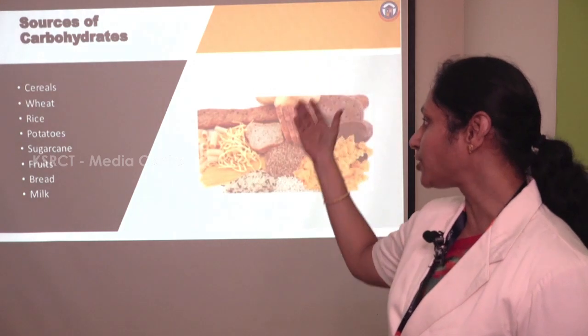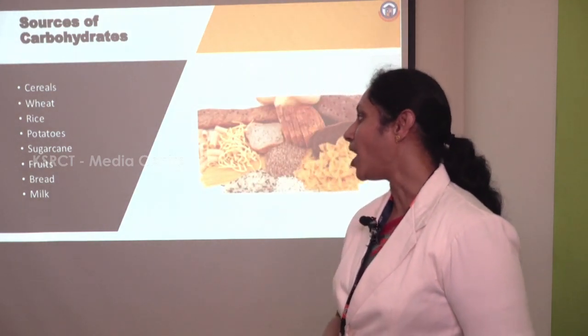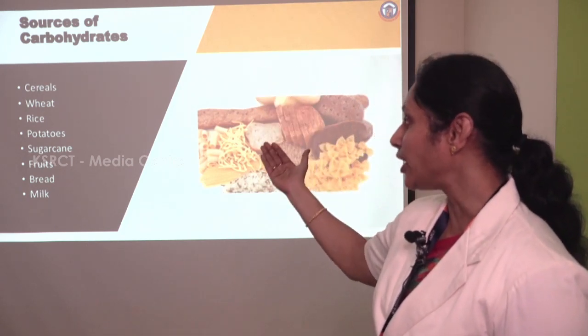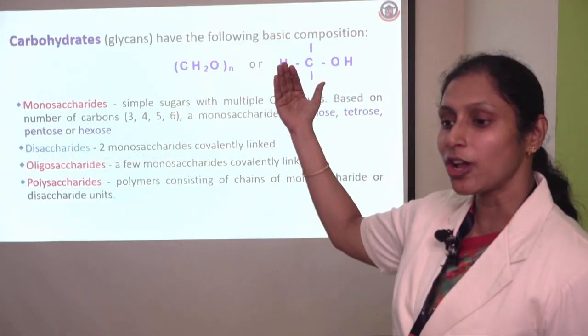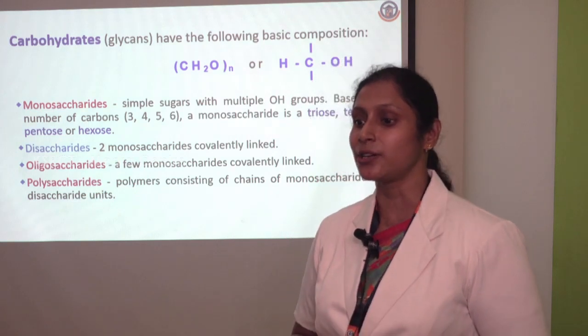Coming to some of the sources in which carbohydrates are present: cereals, wheat, rice, potatoes, sugarcane, fruits, bread and milk. These are some important sources in which carbohydrates are present in abundant quantity.